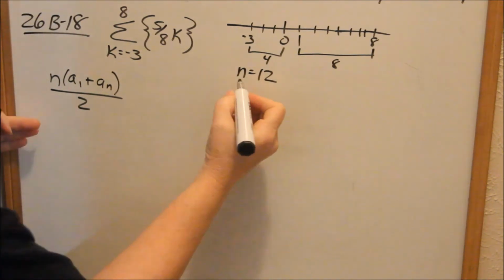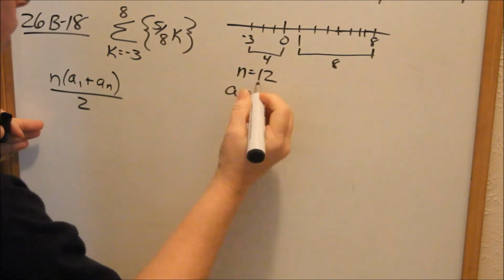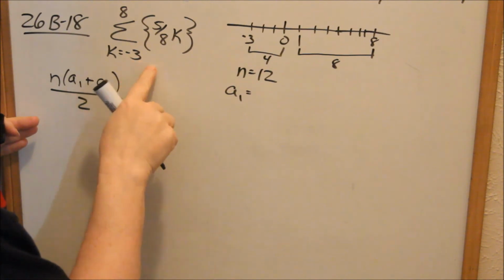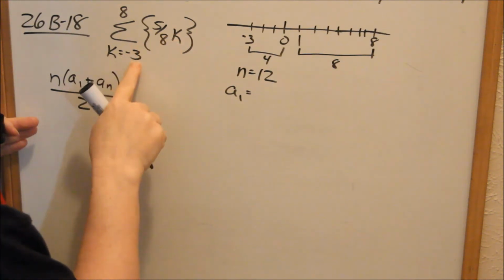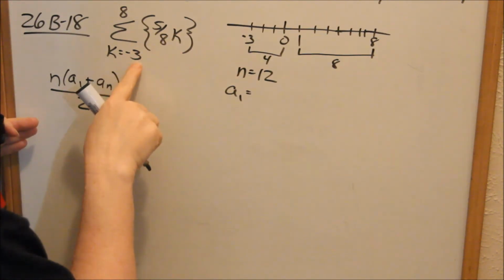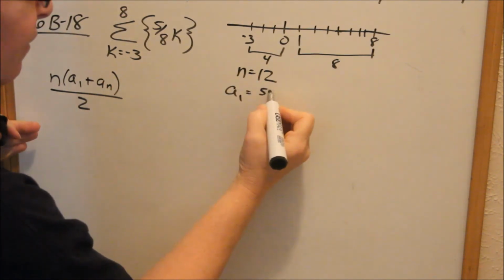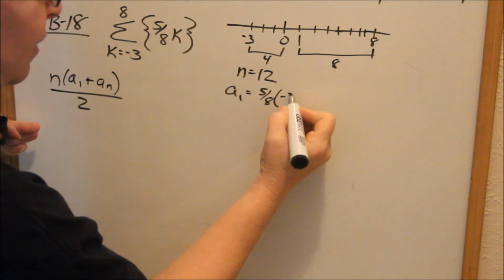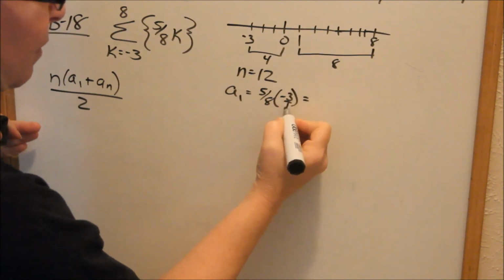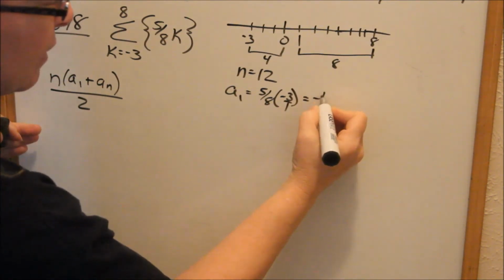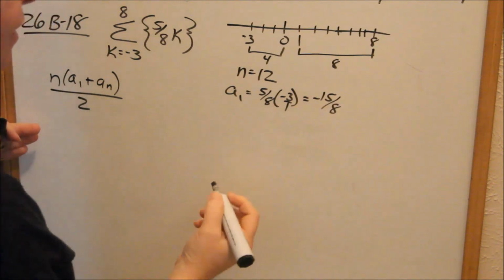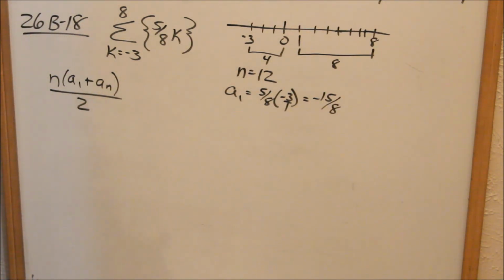Okay, now we need to know what the first term is. So the first term comes from plugging this first number into k. So my first number for my first term is plugging in -3. So 5/8 times -3, that'd be over 1. So that would be -15/8. That doesn't reduce. Always reduce if you can.